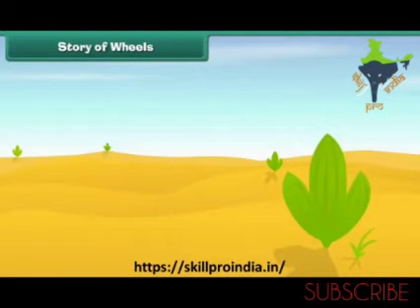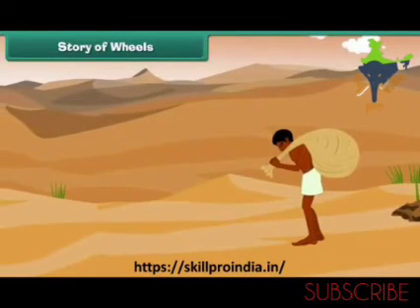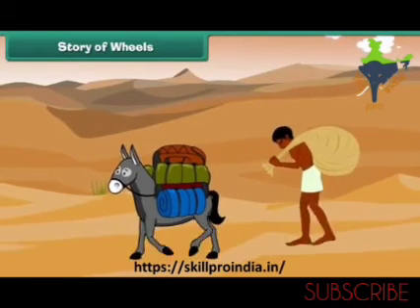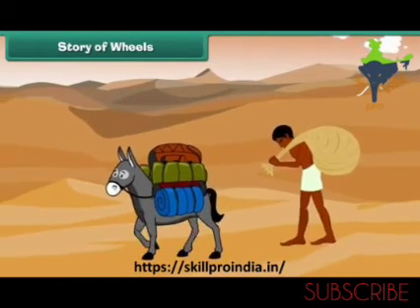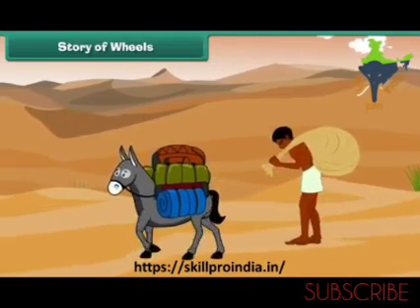Story of wheels. Long, long ago, when there were no means of transport, man covered distances on foot. He carried his goods on his back or on the backs of domesticated animals like donkeys, buffaloes, etc. But it was difficult to carry loads on animals over long distances.